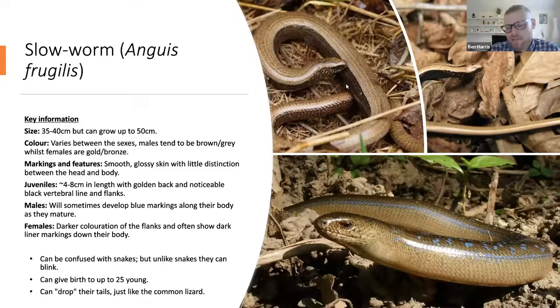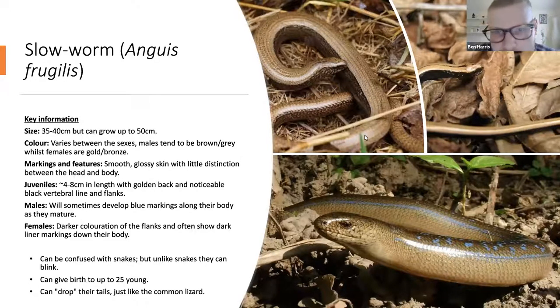And the coloration is far more distinctive between the sexes for slow worm, certainly in comparison to the common lizard. So this is the female we've got here in the top left. And you can see it's this beautiful golden bronze, almost golden in color. And it's got these dark flanks. So on either side of the female slow worm, you'll see darker sides as to what you find on top. Sometimes they'll have a very dark vertebral line, not quite as prominent as the common lizard.